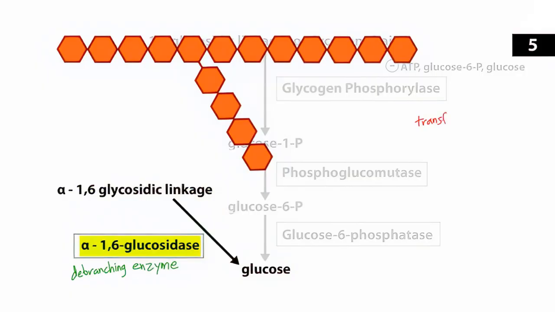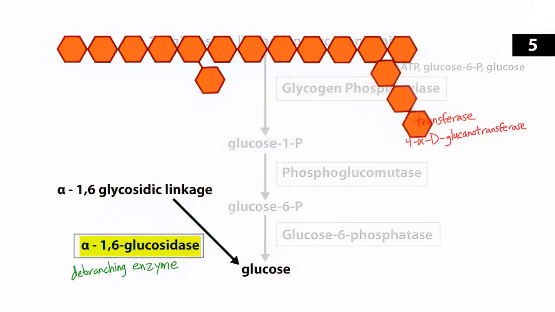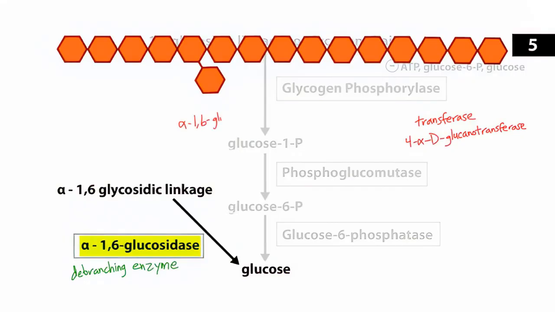One function is called a transferase activity. Specifically, it's called 4-alpha-D glucanotransferase activity. This means that debranching enzyme can take 3 of those last 4 glucose molecules and transfer them to another chain. So transferase transfers the branch to another chain so that glycogen phosphorylase can keep working on it. Then the other function of debranching enzyme is the alpha-1,6 glucosidase activity, which we already discussed. That's how debranching enzyme removes that last glucose molecule.